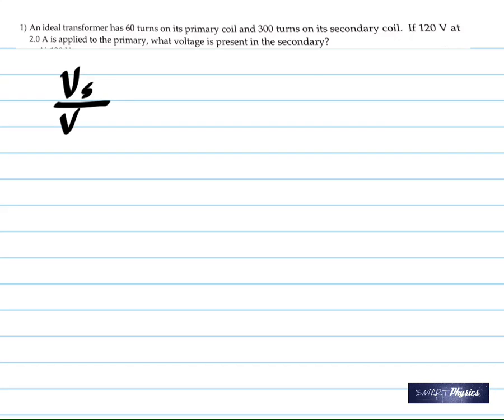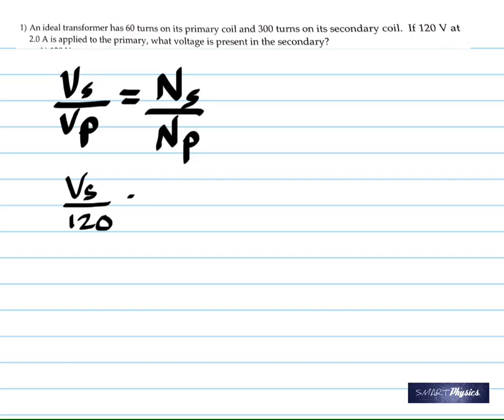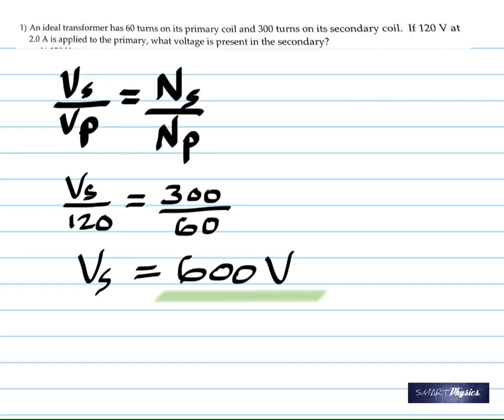The transformer has 60 turns on the primary and 300 on the secondary. 120 volts is applied to the primary. What's the voltage in the secondary? Vs by Vp is Ns by Np. So the voltage in the secondary is 600 volts.